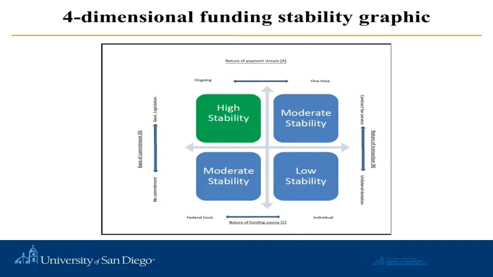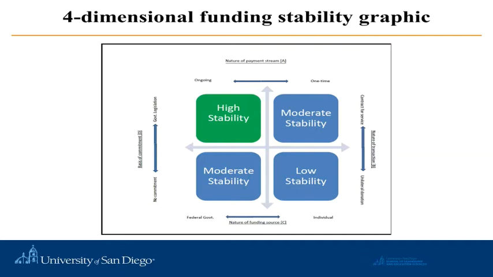If you take the top one, you want to say, okay, what's the nature of this payment stream? Is it an ongoing payment stream, or is it one time? Obviously something that's ongoing has higher stability, and something that's one time is lower stability. And it's going to be somewhere along that continuum between ongoing and one time.